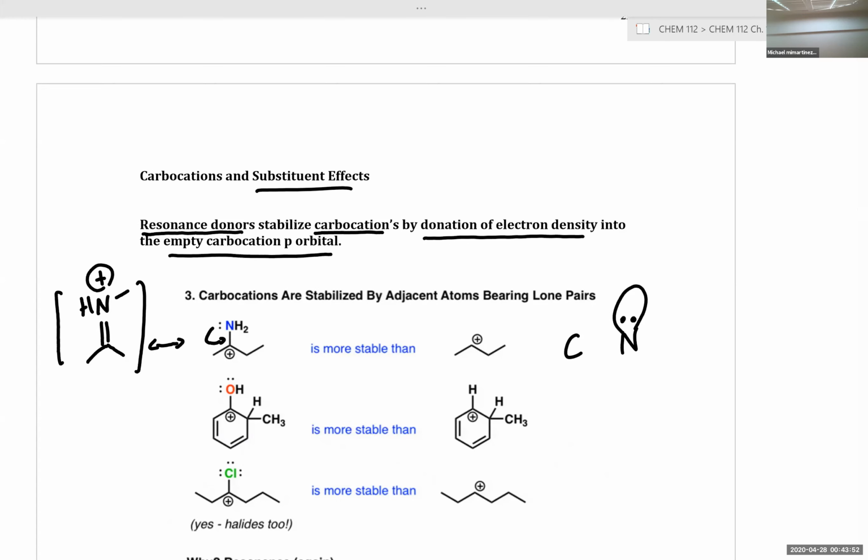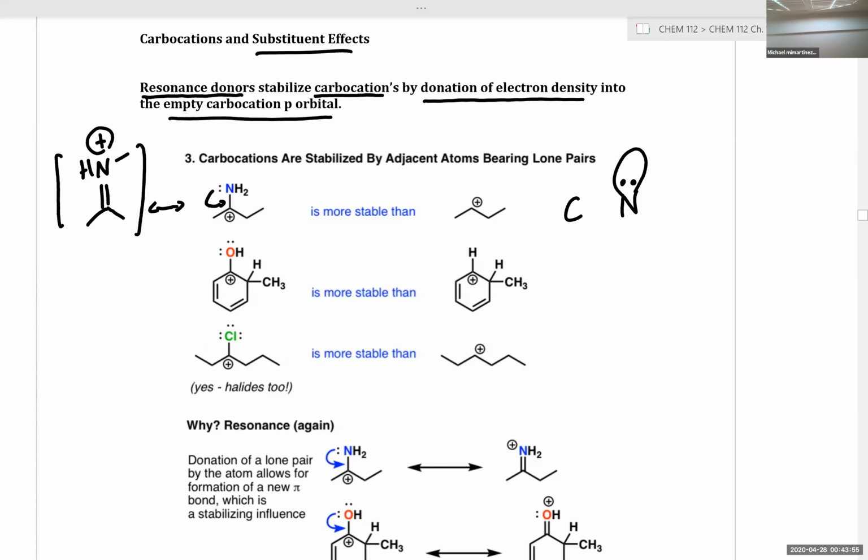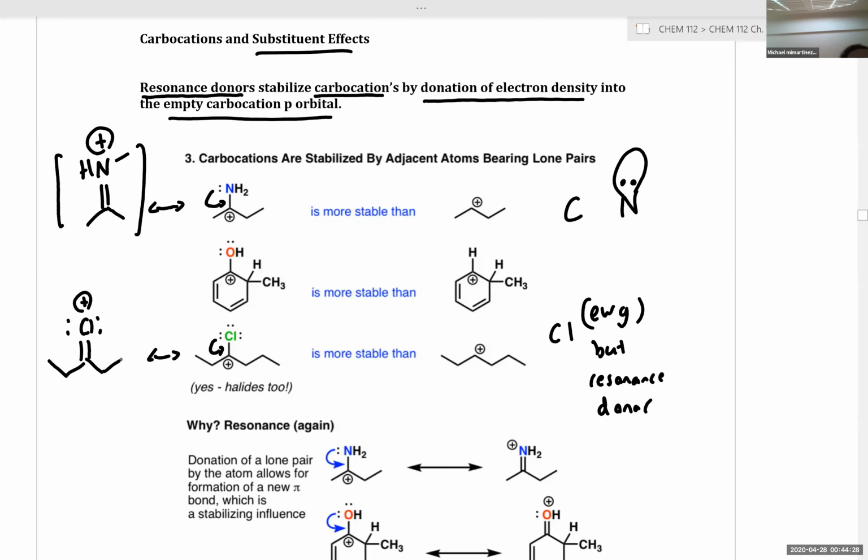Now, what's really cool is halides also stabilize adjacent carbocations. So you think a halide, for example, is electron withdrawing. It's an electron withdrawing group, but it's also a resonance donor. And in general, resonance effects will win out over inductive effects. So we can just as easily kick our chloride electrons down and stabilize our carbocation.